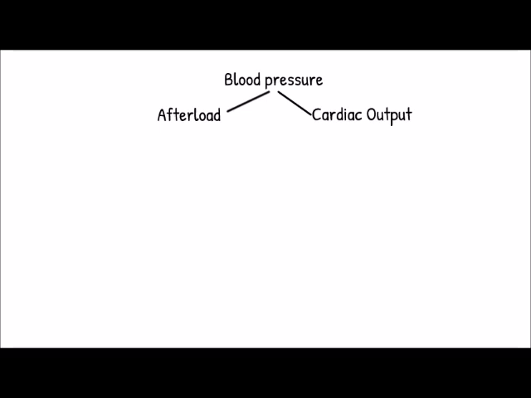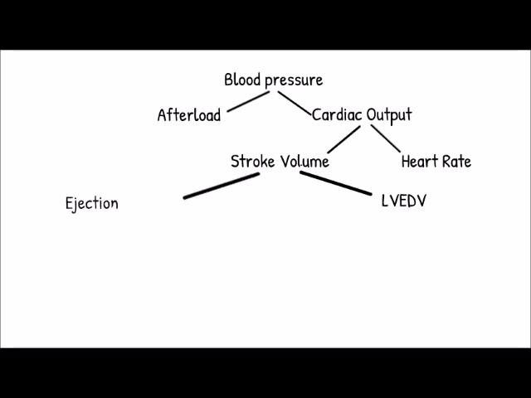Cardiac output is the volume ejected by the heart per minute, so it's dependent on the heart rate as well as the stroke volume, the volume ejected per beat. One or both of those must be reduced to have a low cardiac output. Stroke volume is dependent on the volume of blood in the ventricle at the end of diastole, as well as what percentage of that blood is ejected.